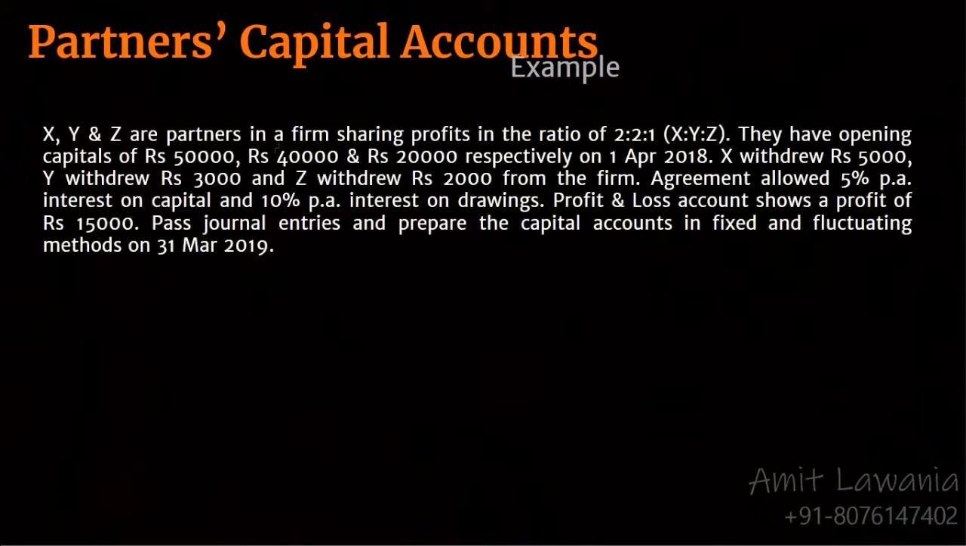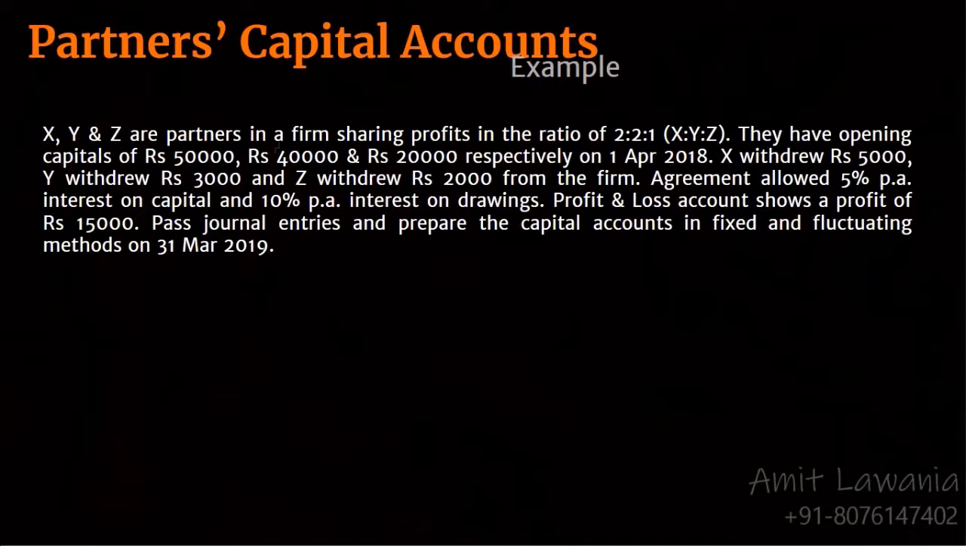I am providing a case or a question here. Please note it down so that you can refer to it when I provide the answer. Here we go. X, Y and Z are partners in a firm sharing profits in the ratio of 2:1. So we have the profit sharing ratio.